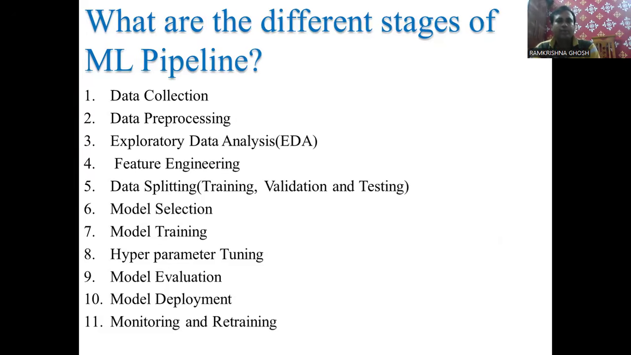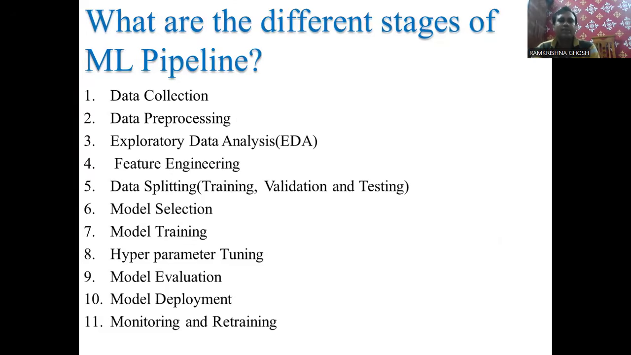It helps data scientists understand the dataset. Next, feature engineering. Feature engineering is the process of creating, transforming, and selecting input variables from raw data to improve the performance of the model.